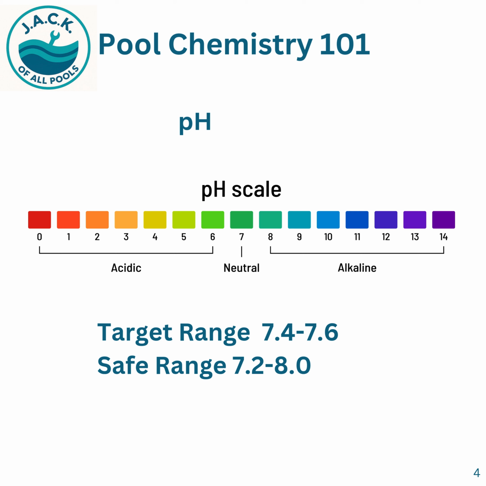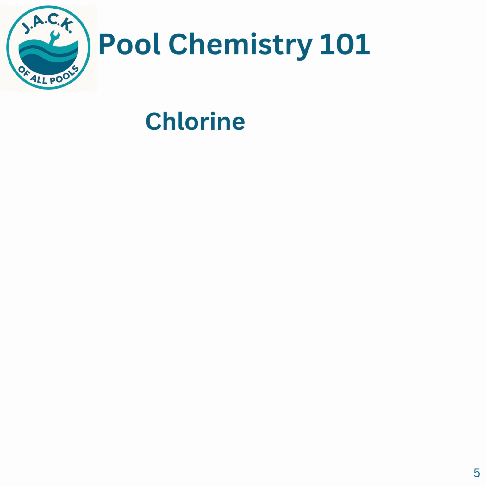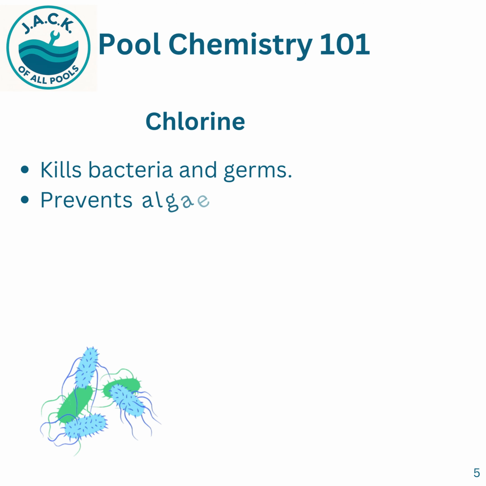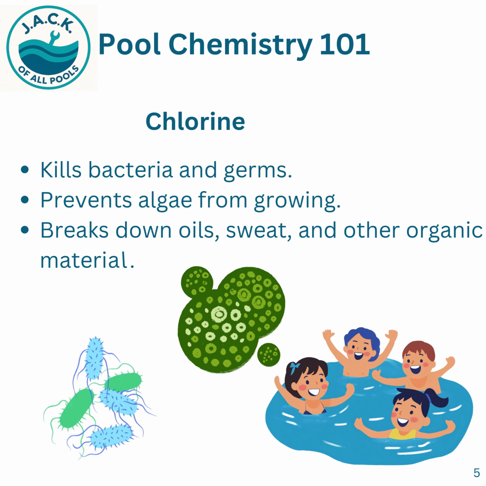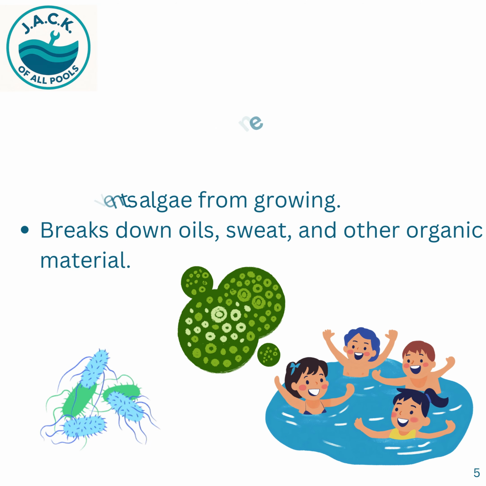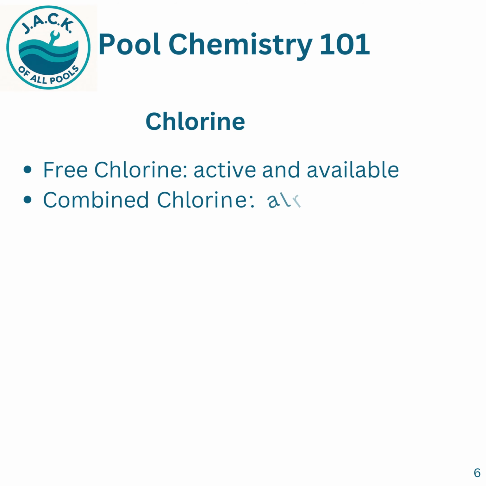Up next is chlorine, your pool's main defense against germs. Now that you understand pH, let's move on to the real hero of pool water safety, chlorine. Chlorine is a sanitizer. Its job is simple. It's responsible for killing bacteria and germs, preventing algae from growing and breaking down oils, sweat, and other organic material. There are 3 chlorines to measure in your pool. Let's start with free chlorine.